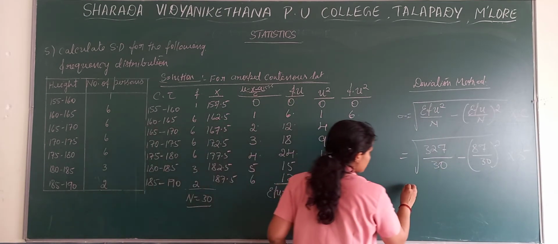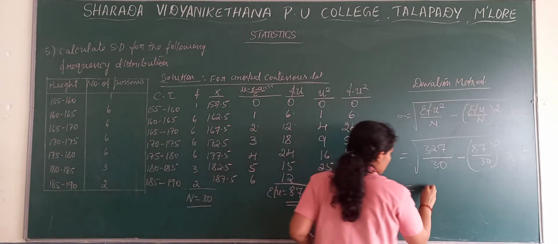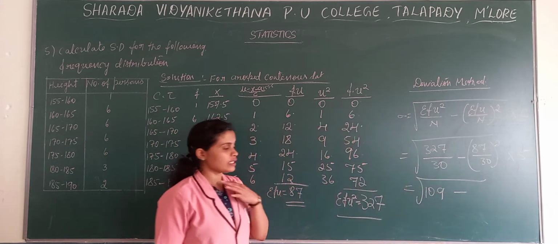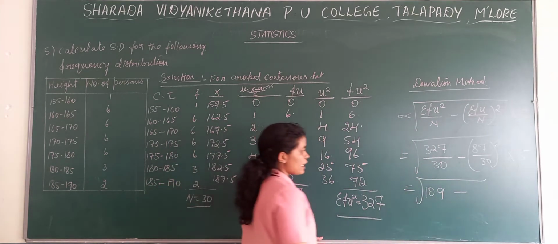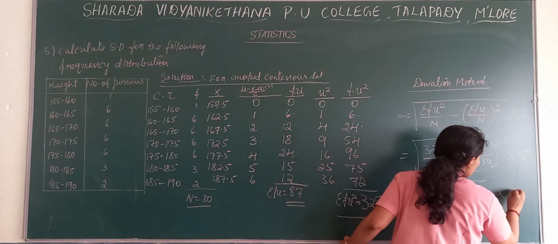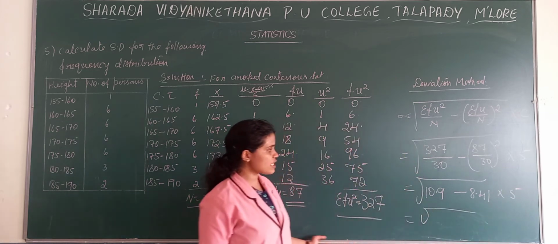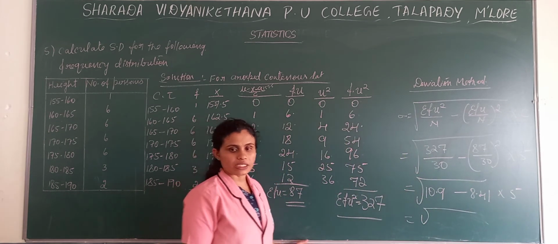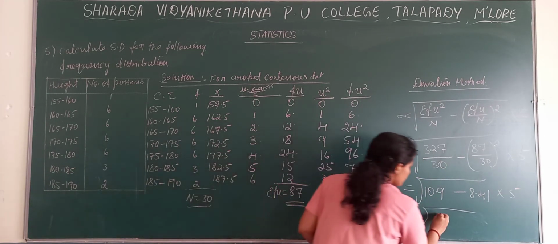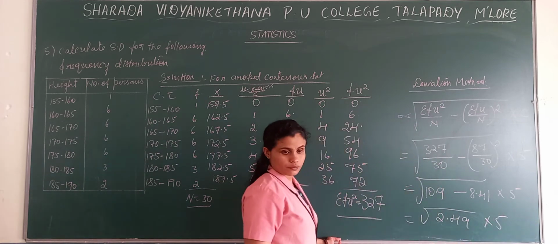Now here, 327 by 30 we get there 10.9, minus 87 by 30 square we get there 8.41, into 5. Now take the deviation, 10.9 minus 8.41, we get there 2.49 into 5.